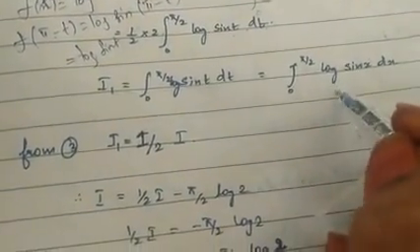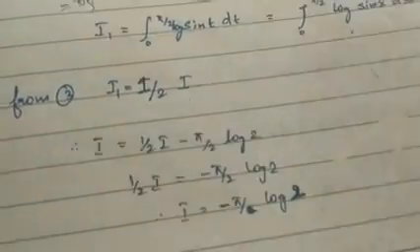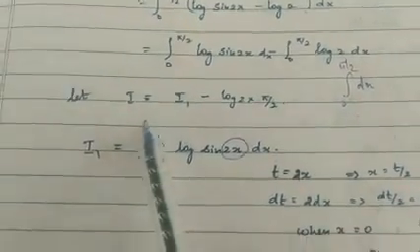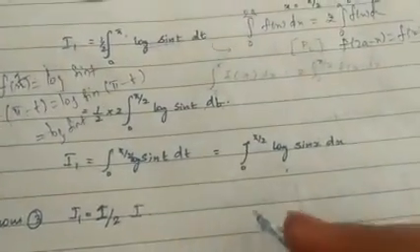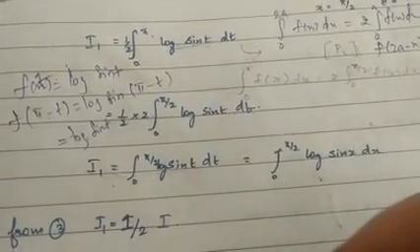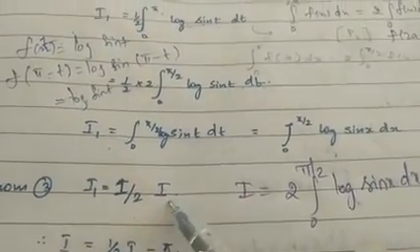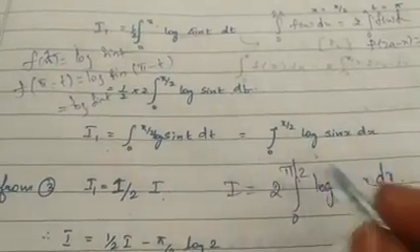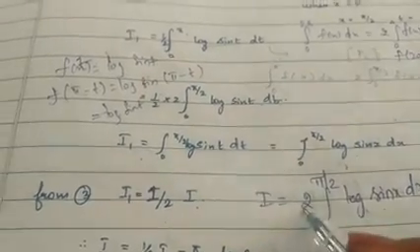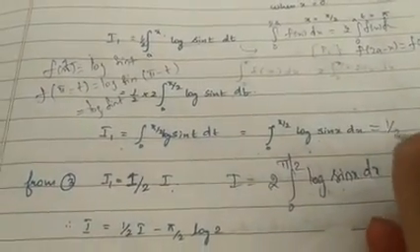Therefore, this is nothing but I. So, we have assumed that I equal to I1 minus pi by 2 log 2. Here we got the result I1 to be 1 by 2i. Why are we getting 1 by 2? I1 is nothing but the integral 0 to pi by 2 log sin x dx. Therefore, the integral 0 to pi by 2 log sin x dx is nothing but I by 2. So, you can write I1 is nothing but 1 by 2i.